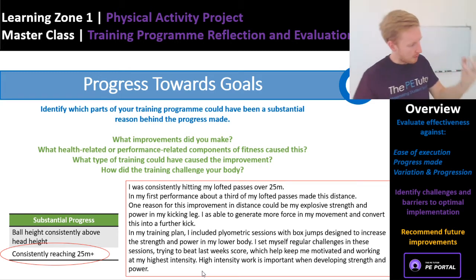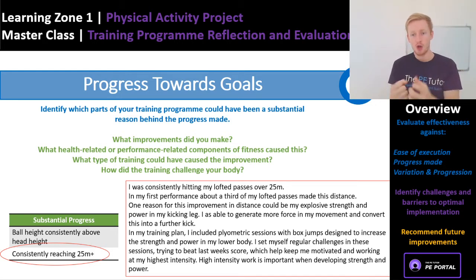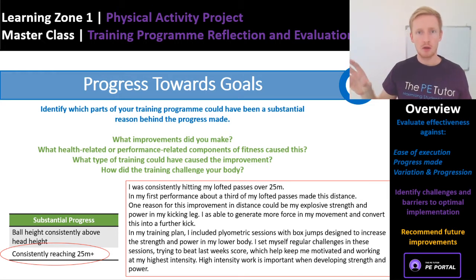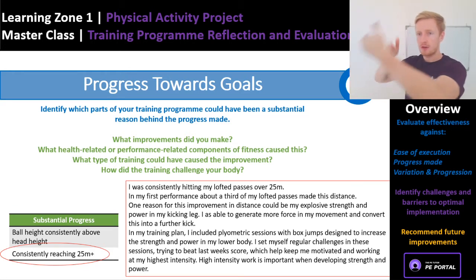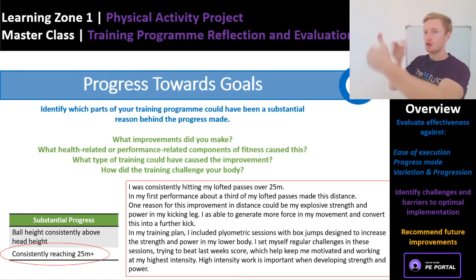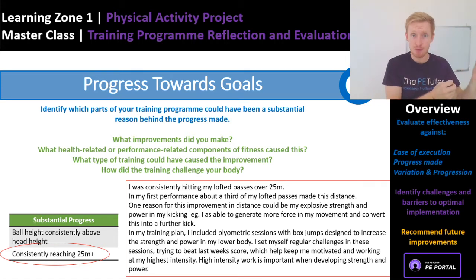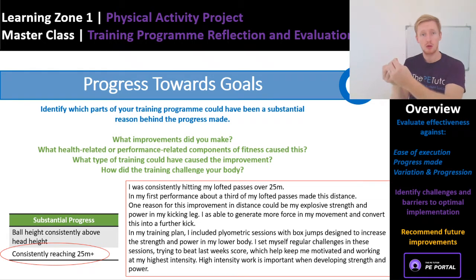So it was because of my plyometric training that I developed my explosive strength and power, which then led to me being able to kick the ball further, which led to me achieving that specific part of my performance goal. So it's almost looking at the breadcrumbs. Just work your way back. What was the original cause? What did you plan to do and then implemented, which led to what improvement in your physiology or psychology, which then led to what development in your performance goal?